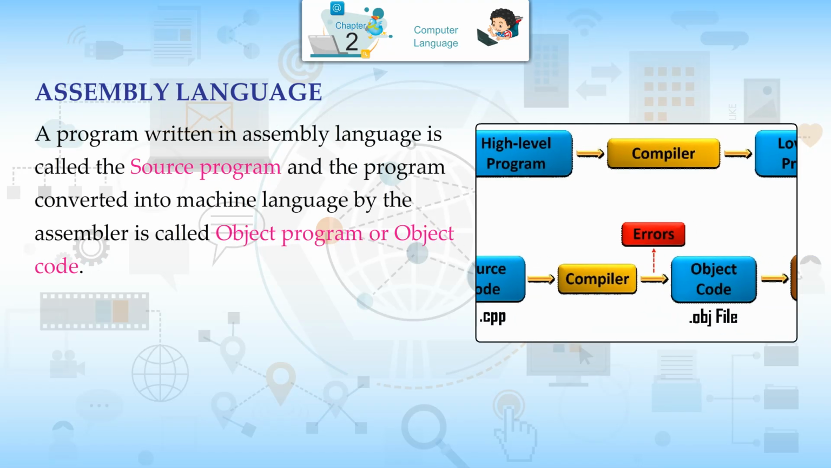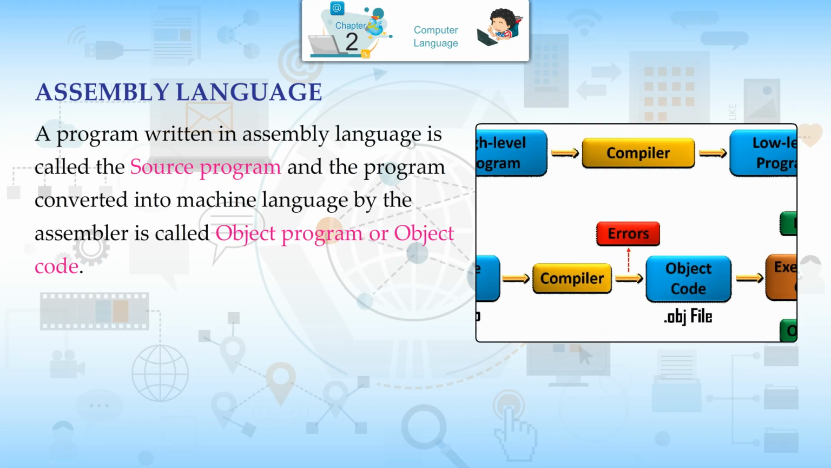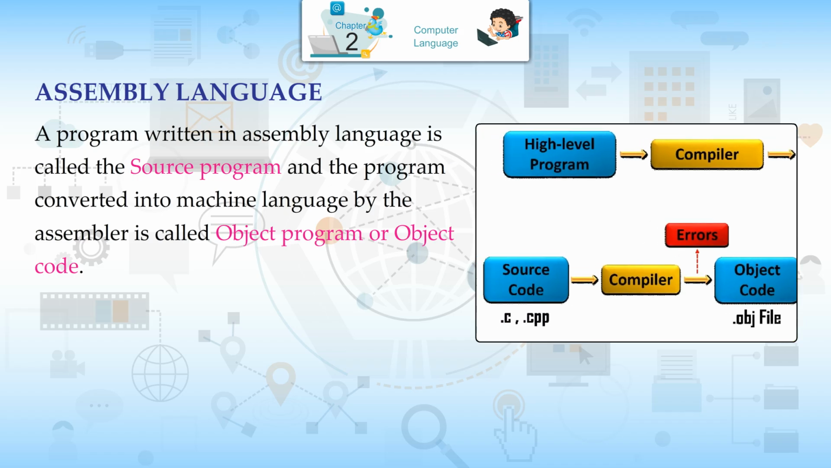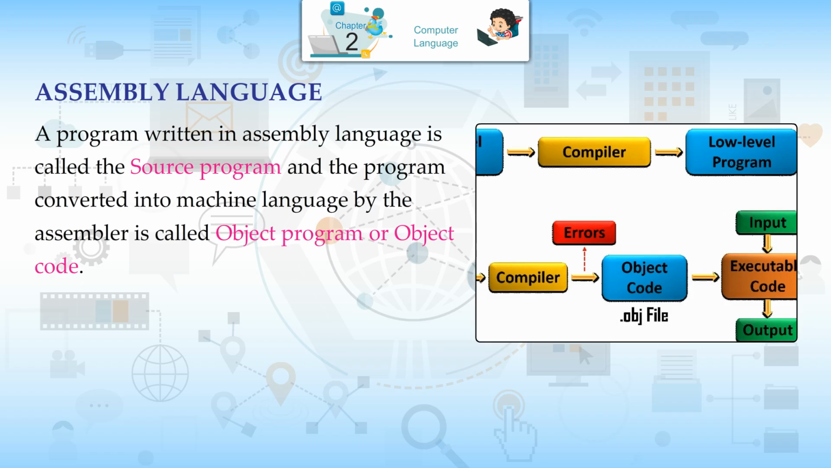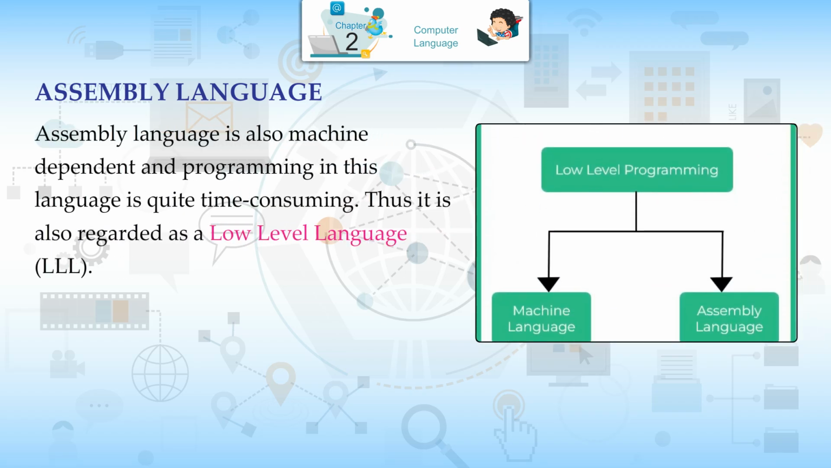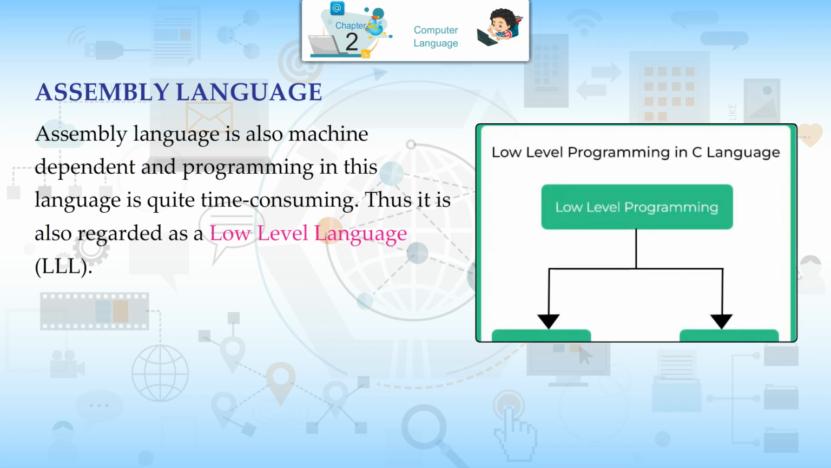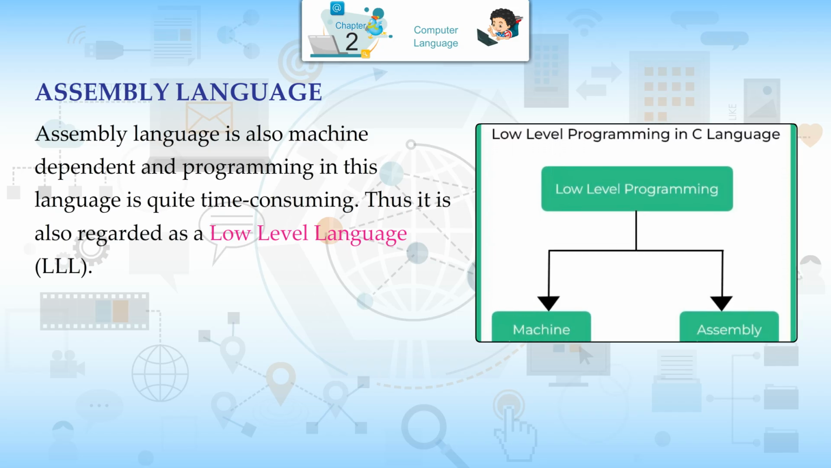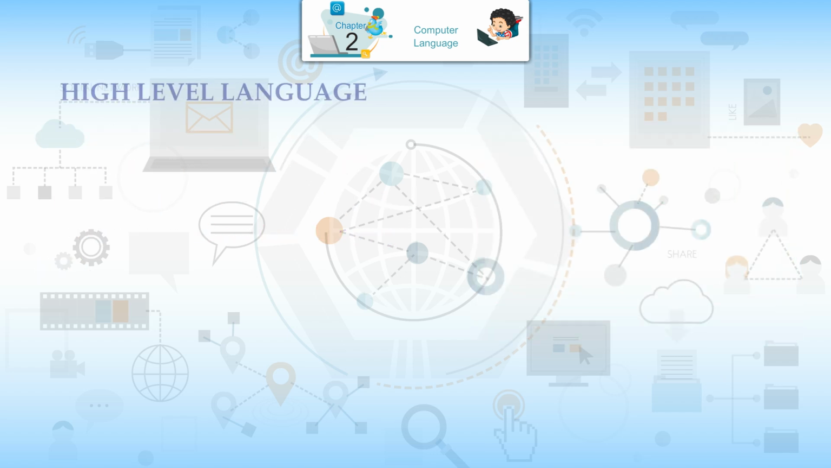A program written in assembly language is called the source program, and the program converted into machine language by the assembler is called the object program or object code. Assembly language is also machine dependent, and programming in this language is quite time-consuming. Thus, it is also regarded as a low-level language, LLL.